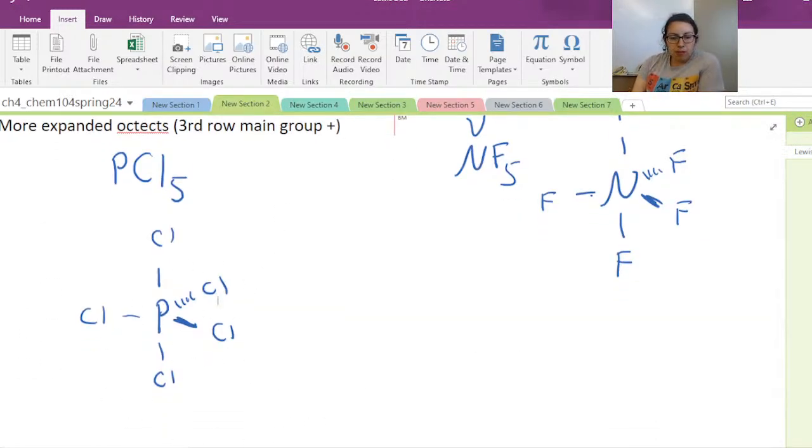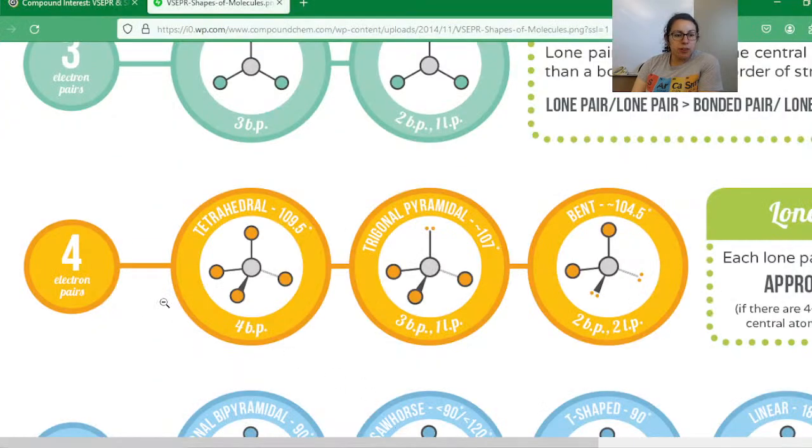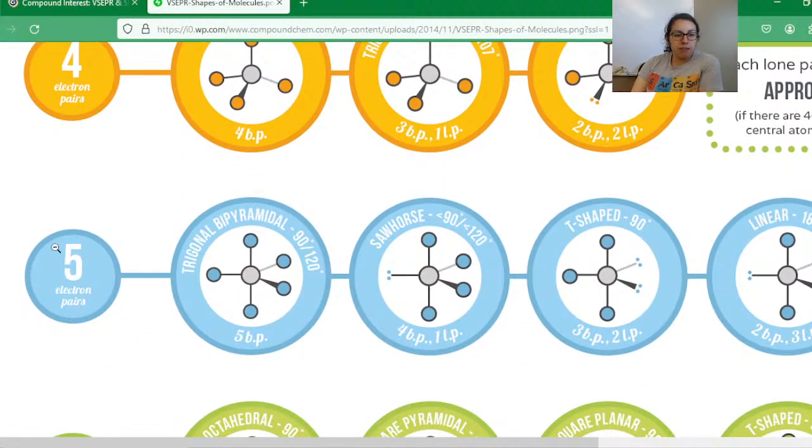So take PCl5, we go back to our chart. We have 5 things attached to it, so 5 atoms. So then it would be trigonal bipyramidal, since it looks like 2 pyramids. You could put one and then the other one.